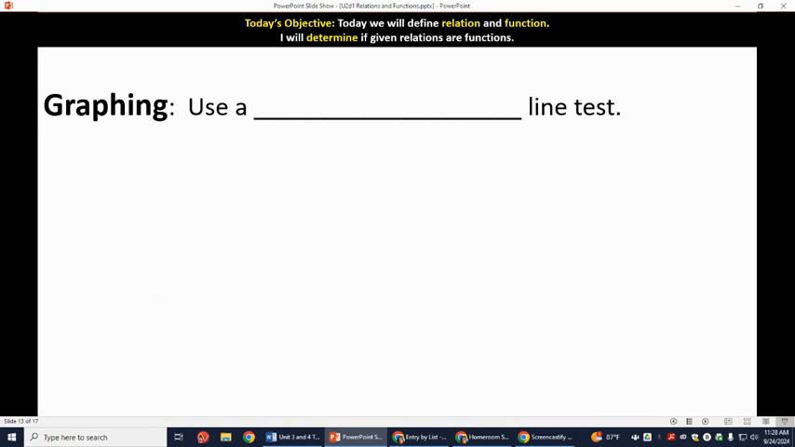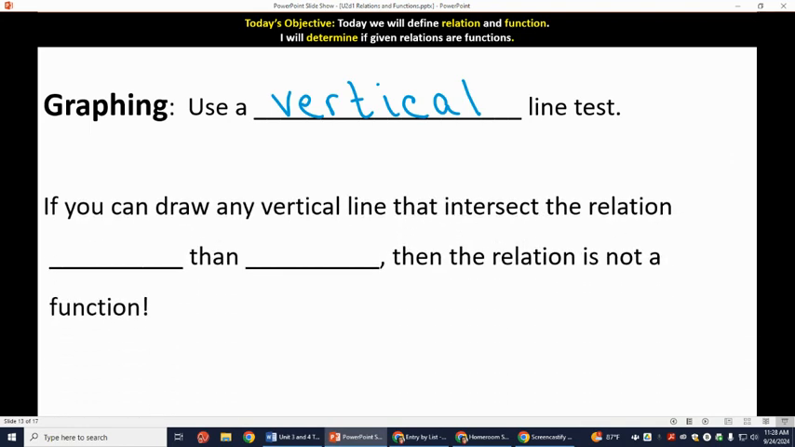It's the left-hand side for being a function. Okay? Alright, when we're graphing, so we looked at it on the table, just look at your x values, we looked at it as ordered pairs, we looked at it as the mapping. Now we're going to look at a graph, how that works. We use a test called the vertical line test. Which direction is vertical? Is it side to side or up and down? Up and down. Vertical is up and down. We're going to use a vertical line test, and what that says is if you can draw any vertical line that intersects the relation more than once, then the relation is not a function.